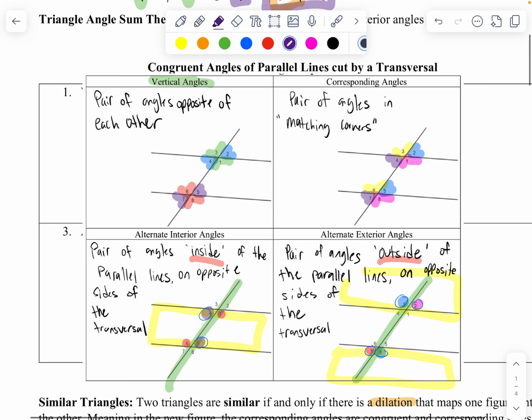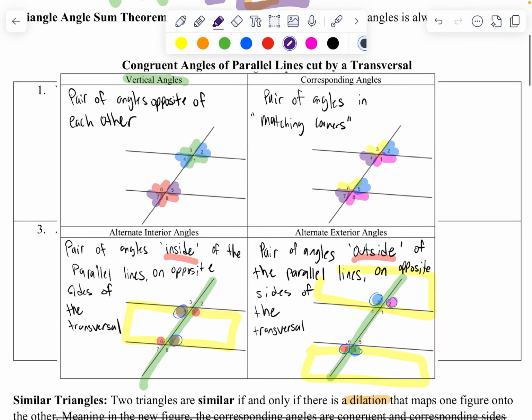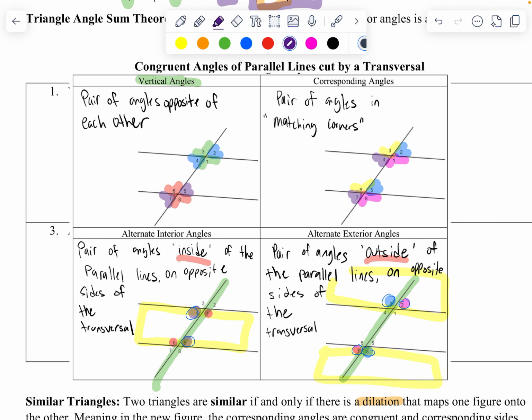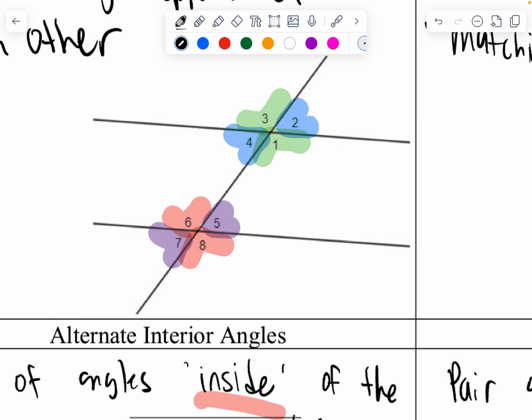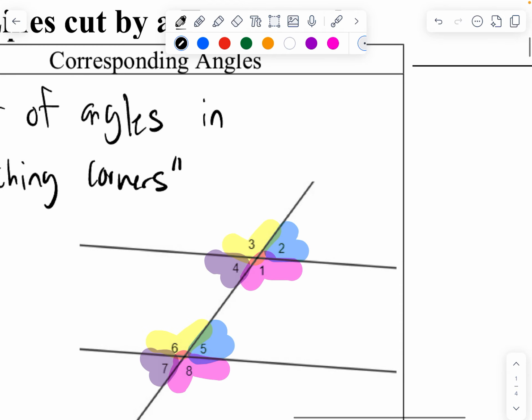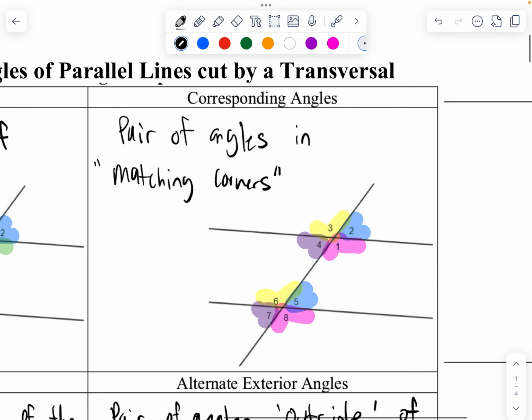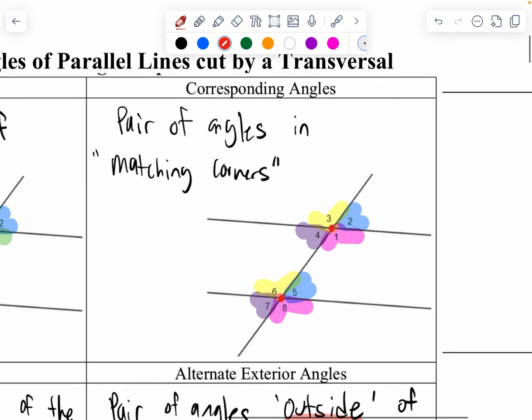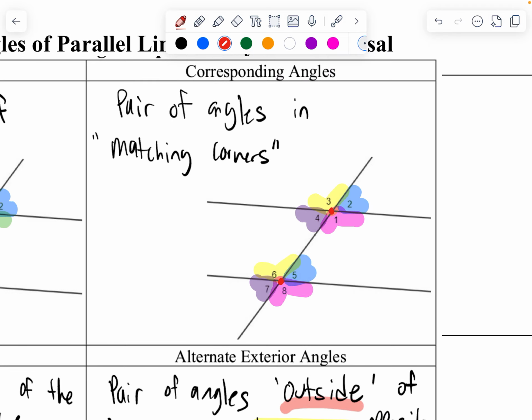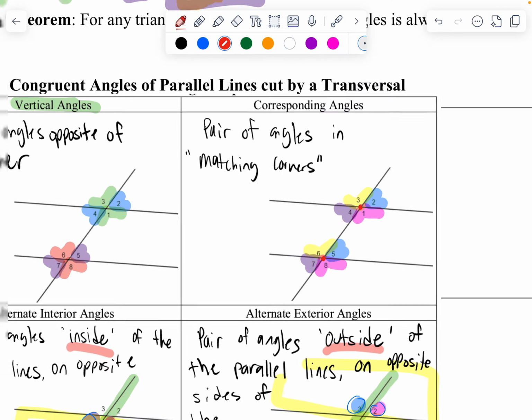All right, another reminder on your congruent angles through parallel lines cut by a transversal. So you have vertical angles, which we can see here in that green highlight, 3 and 1, 2 and 4, 6 and 8, 5 and 7. Right? We have corresponding angles. I like to call these matching corners. If you think of that intersection point between the transversal and the parallel lines, right? Top left 3 is congruent to top left 6, and so on.